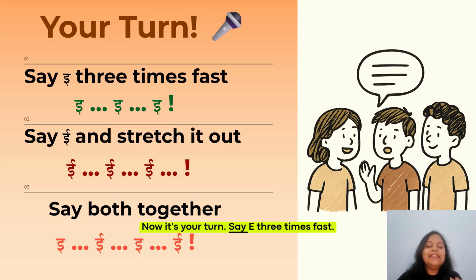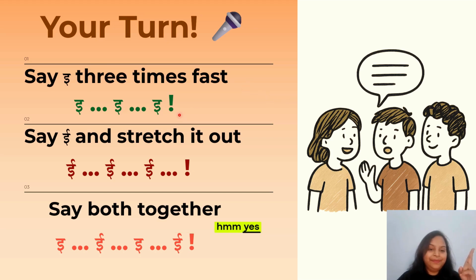Now it's your turn. Say E three times fast. E, E, E. Very good. Now say E and stretch it out. E, E, E. Very good. Now say both together. E, E, E, E. Very good.